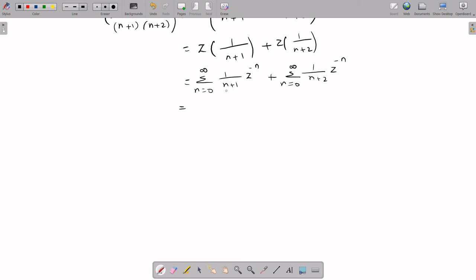N equal to 0: substituting 1/1 into Z power 0, so it becomes 1, isn't it? So 1 plus, when substituting n equal to 1, 1/(1 + 1) is 1/2 into Z power minus 1. Plus, when n equal to 2, 1/(2 + 1) is 1/3 into Z power minus 2. When n equal to 3, 1/(3 + 1) is 1/4 into Z power minus 3, plus etc. Like that it goes.